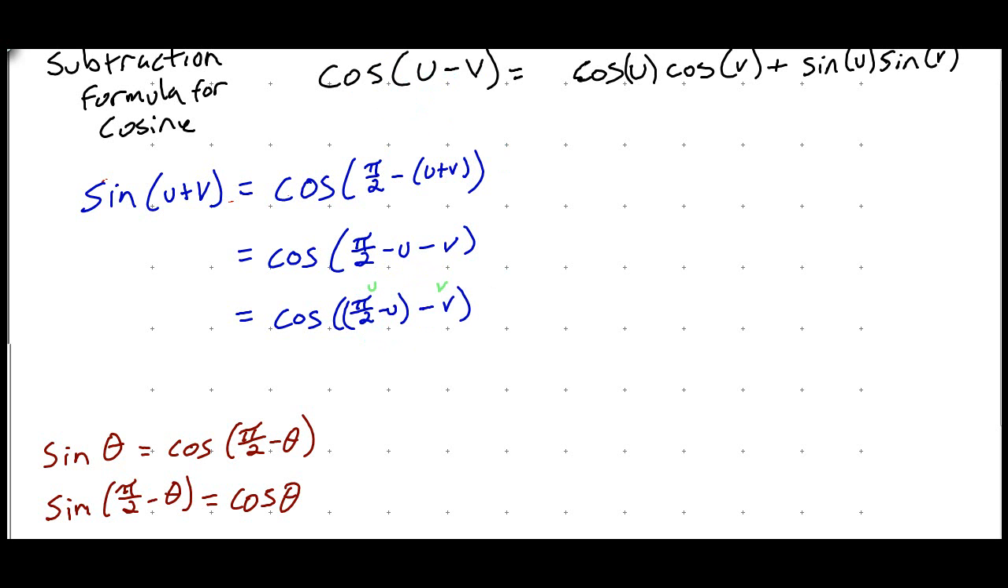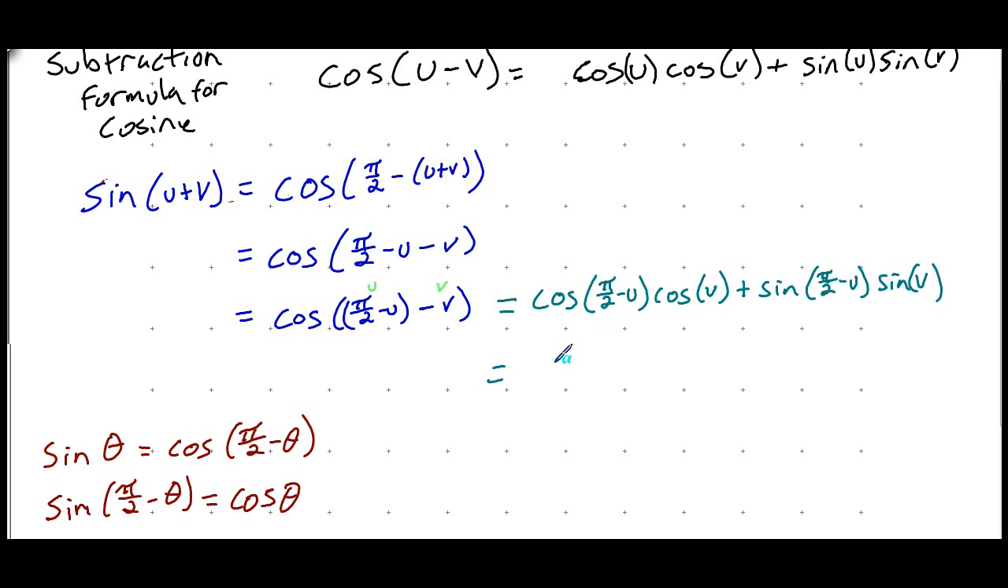So when I rework this, it comes out looking like this: cosine of the u part, which is pi over 2 minus u, times the cosine of v, plus the sine of the u part, which is pi over 2 minus u, times the sine of v. We should be comfortable knowing that this cosine of half pi minus u takes on that property, so that's nothing more than the sine of u.